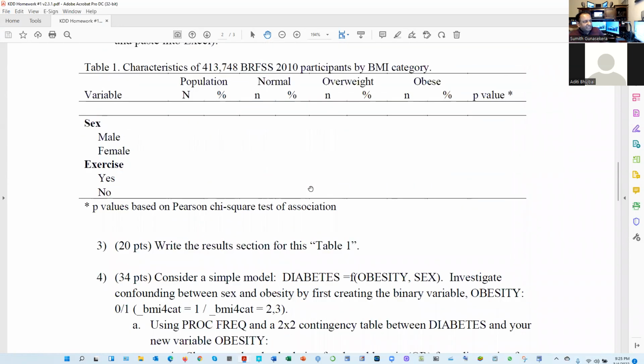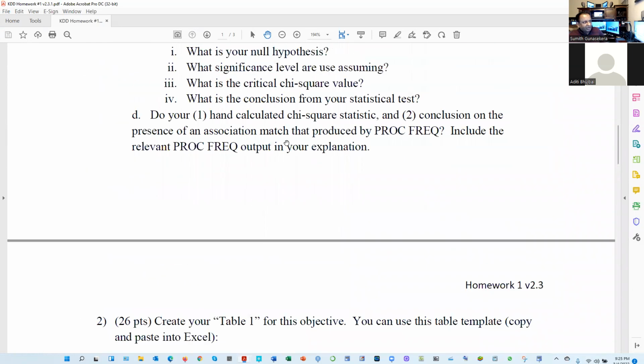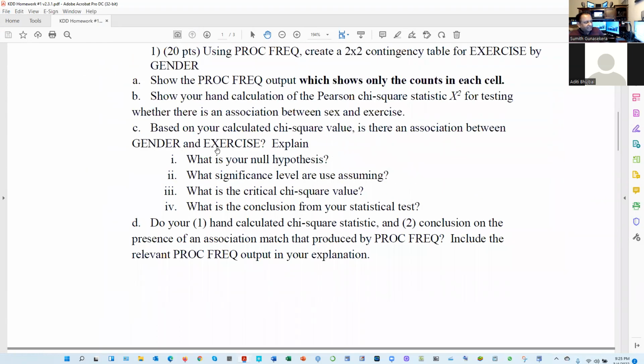So here, instead of what we had in the beginning, gender versus exercise, or exercise versus gender, either way you can get it, but it depends on how you have that set up. If you put exercise as y and gender as x, either way is fine.